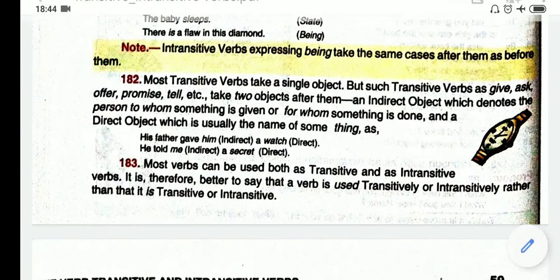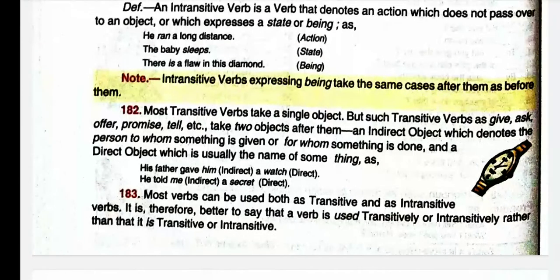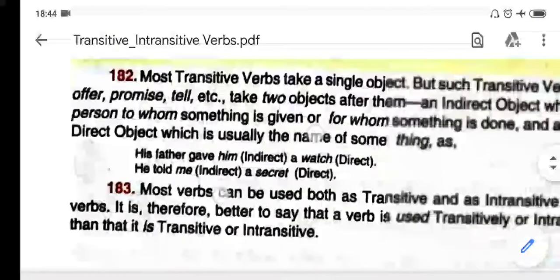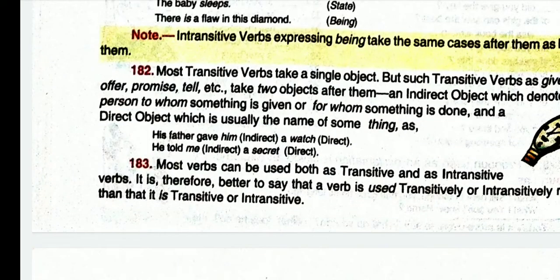Rule 182: Most transitive verbs take a single object. But such transitive verbs as give, ask, offer, promise, tell, and many more such words take two objects after them: an indirect object, which denotes the person to whom something is given or for whom something is done, and a direct object, which is usually the name of a thing. So there are two types of objects. One is the direct object and the other is the indirect object.